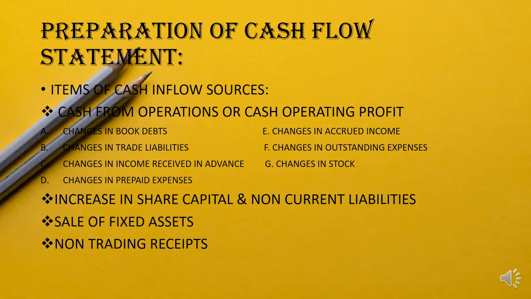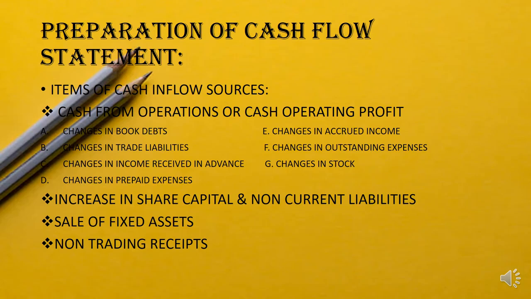Now we are going to see regarding items of cash inflow. So the first one is cash from operations or cash operating profit. Cash from trading operations during the year is a very important source of cash inflows. The ultimate result of the business transaction would either be net profit or net loss. While net profit results in cash inflow, net loss will result in cash outflow.